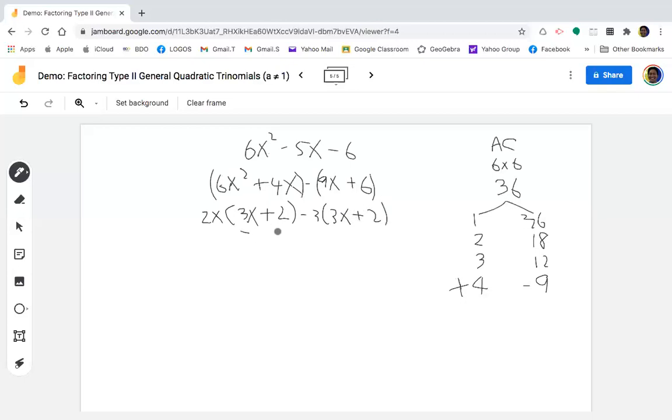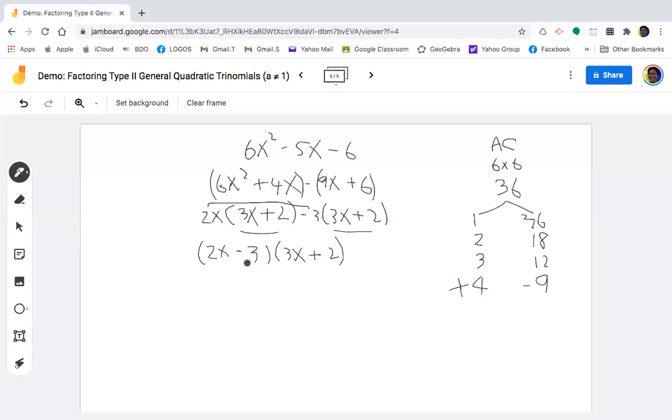So again, you'll notice you have a common binomial. So we can combine this with that. So we have 2x minus 3 and 3x plus 2. So if you apply FOIL on these factors, you should get back the original. You won't do that anymore, but that's what should happen when you multiply the binomials.